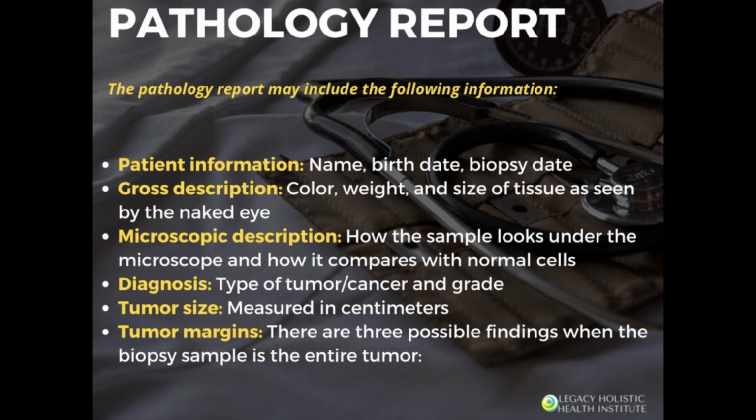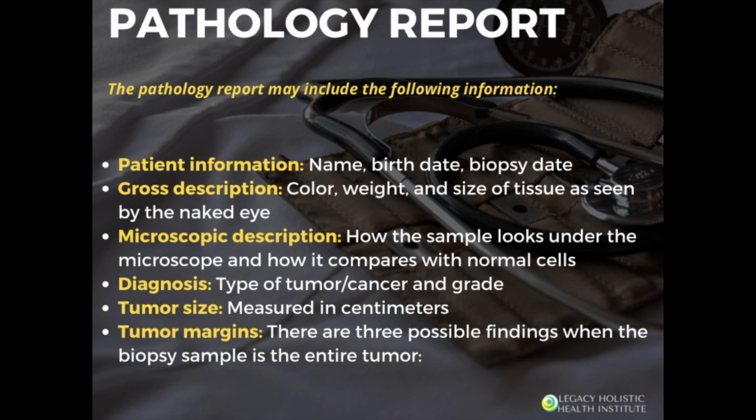The pathology report plays an important role in cancer diagnosis and staging, describing the extent of the cancer within the body, especially whether it has spread, which helps determine the different treatment options that are available. The things included in the pathology report are the patient information, which includes their name, their birth date, and the biopsy date. A gross description, which is the color, the weight, and the size of the tissue as it's seen by the naked eye, not under the microscope.